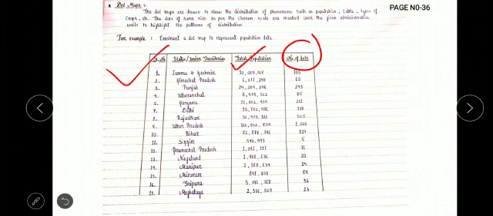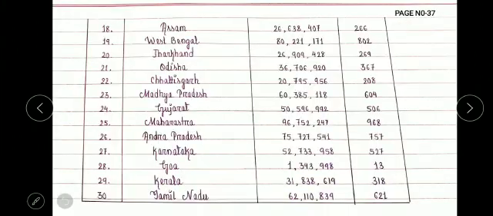Okay, how will we find out the number of dots? The total population is given, we have to choose a scale, and according to the scale that we choose, we have to divide all the values. So with the help of the scale, we can convert the total population into number of dots. So we have to calculate like this: this is the total population and this is the number of dots, and to get the number of dots we have to divide this value by our chosen scale.